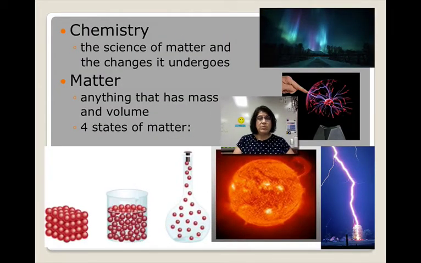Alright, so if we're going to study the chemistry of life, we need to talk about what is chemistry. It is the science of matter and the changes that it undergoes. So the changes of things that are going on. Matter is in that definition, so you need to remember that matter is anything that has mass and takes up space, which is also called volume. You can see the states of matter here, solid, liquid, gas, and then plasma in the pictures. I feel like you already know those things, so we'll skip over that.